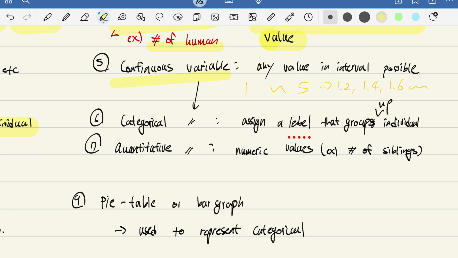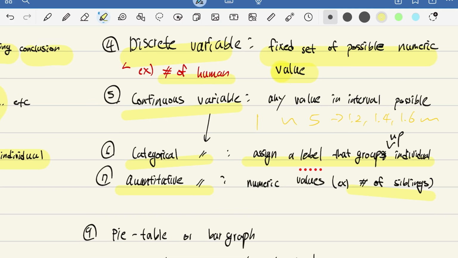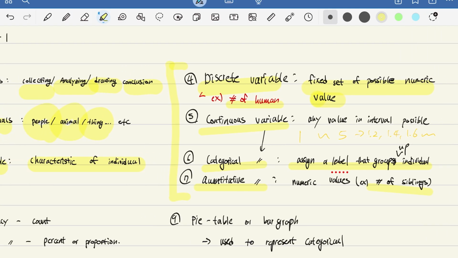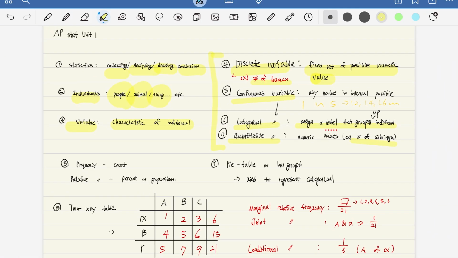The third one is the categorical variable, which means assigning a label that groups individuals. This literally means variables that can be considered as categories. The fourth one is the quantitative variable, which has numeric values, such as the number of siblings. There are some overlaps between all these four variables, but these are the definitions for them.